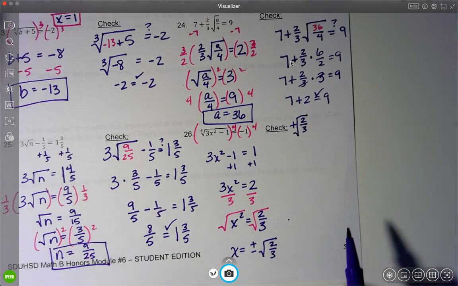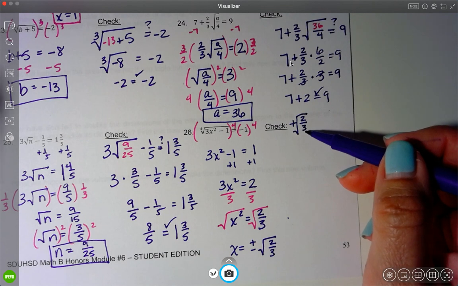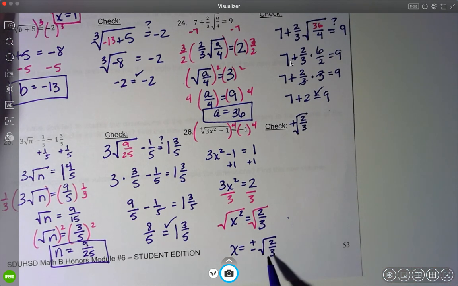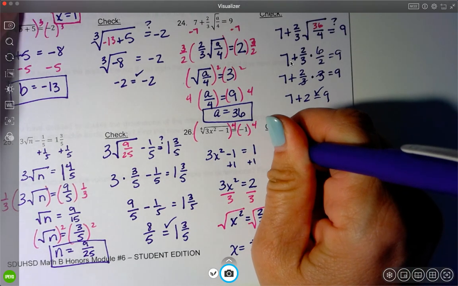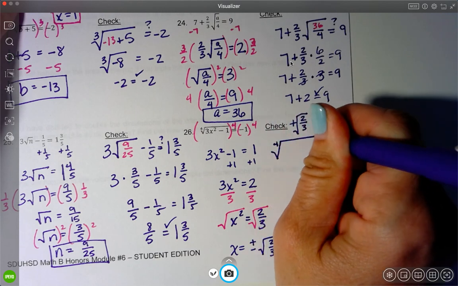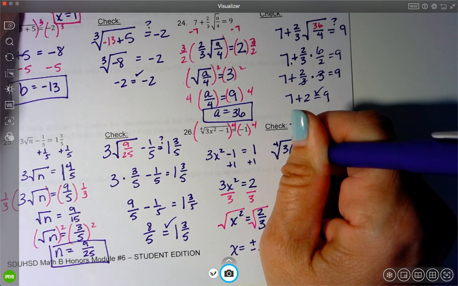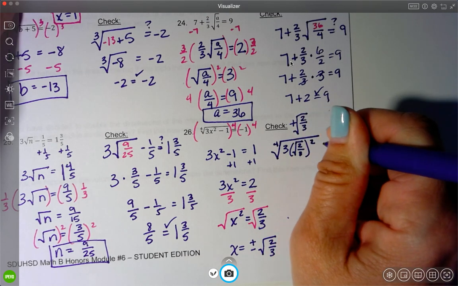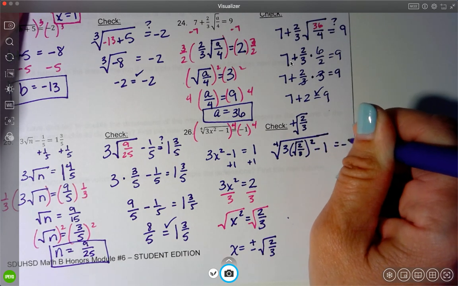Okay, and once I check this, then I'll make it simplest radical form if it works out, right? Because this is not simplest radical form. Okay, so I have 4th root of 3 times square root of 2/3 squared minus 1, and this equals -1. And we'll see if that works out.